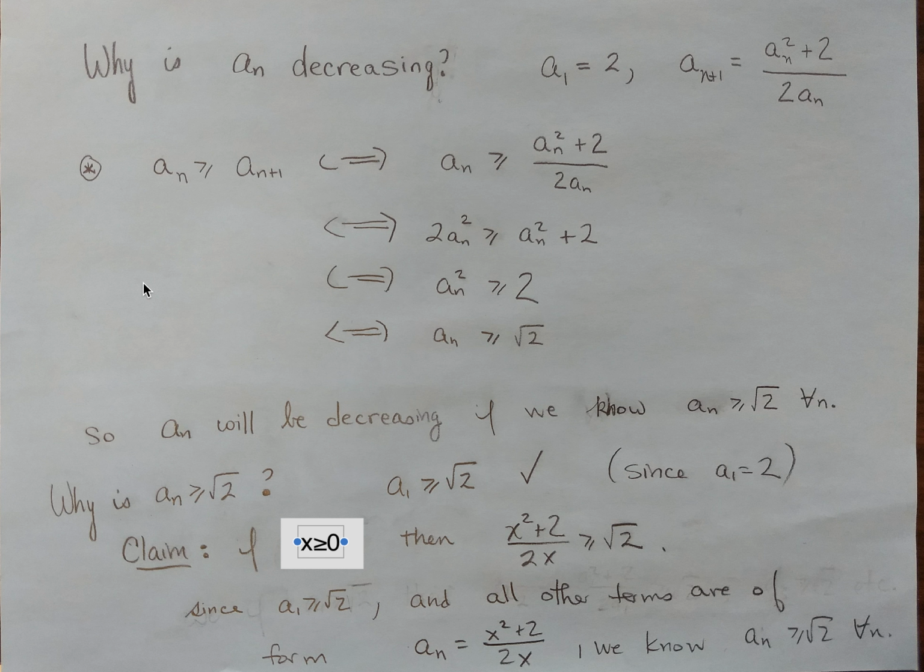So today in class we didn't get a chance to finish this problem. So let me just remind you what we have. We've got a sequence. We've got a1 is the number 2. And then to get the next term, we just plug in the previous term and we square it, we add 2, and we divide by 2 times that previous term.